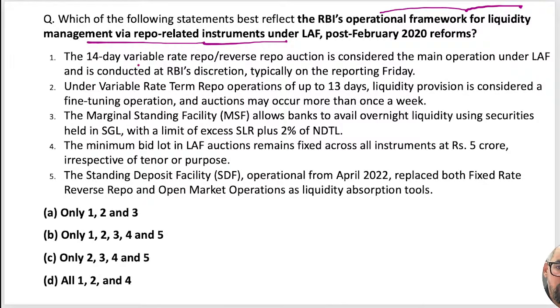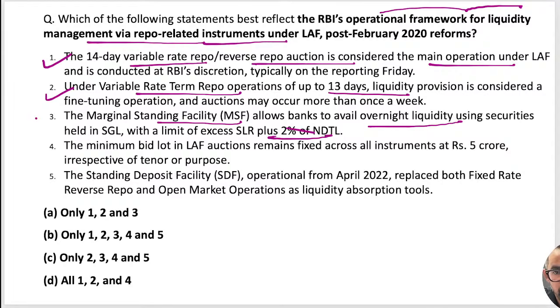So the 14 days variable rate repo, reverse repo auction is considered the main operation under the LAF. That we have discussed earlier also. Variable repo rate, 14 days liquidity position is considered. The marginal standing facility allows banks to borrow up to 2% of NDTL, true. The minimum bid lot in LAF auction remains fixed across all instruments at 5 crores. No, this should be wrong.